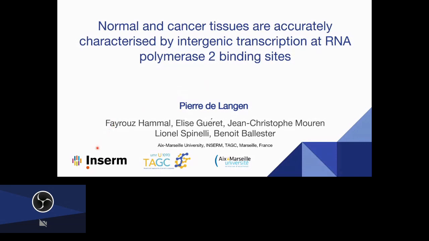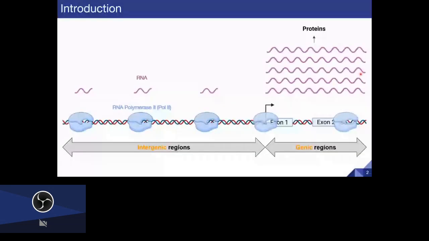Short introduction. In transcriptomics, usually most of the work is focused on the genic regions that produce abundant RNAs that are then translated into proteins. But the intergenic regions of the genome also undergo transcription by the RNA polymerase 2, which I will be referring to as POL2. And it also produces mostly unstable, but also shorter RNAs.